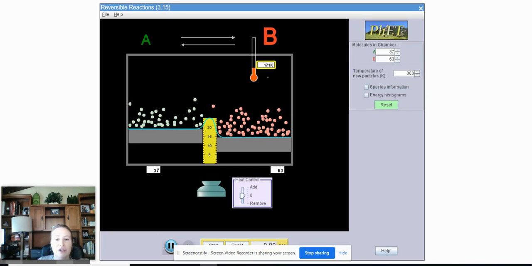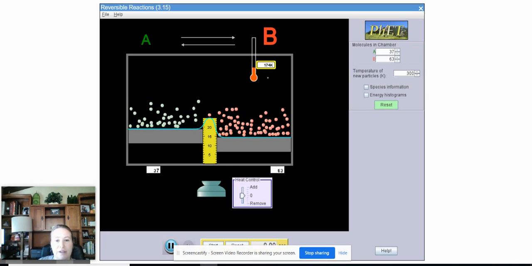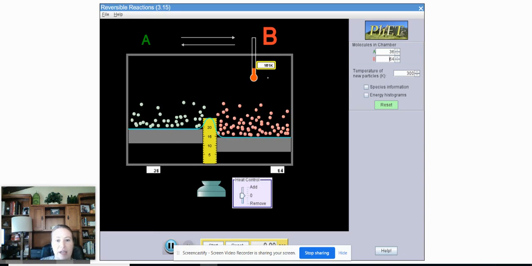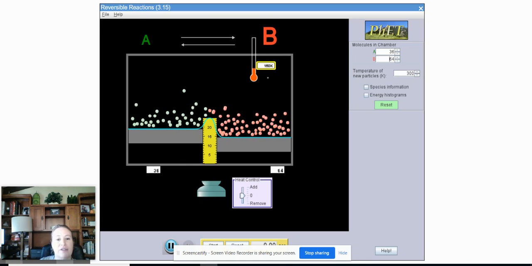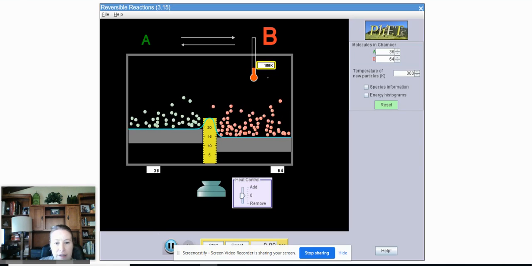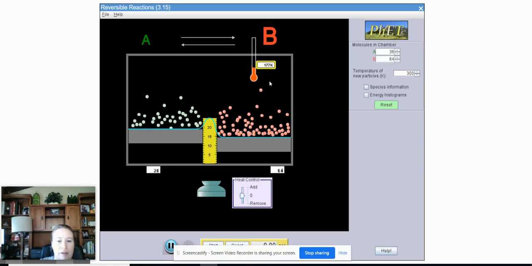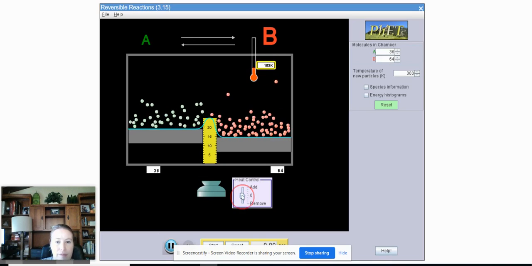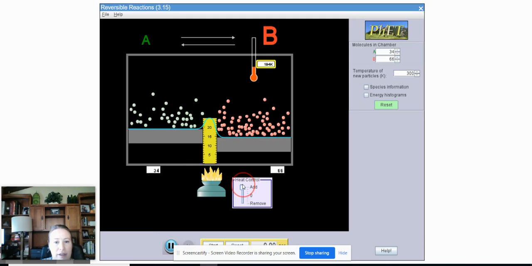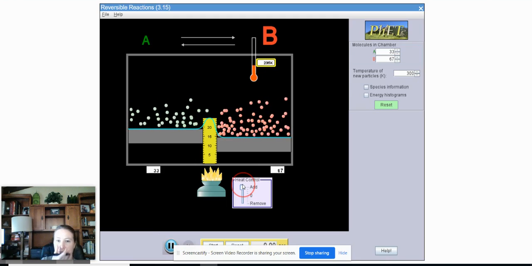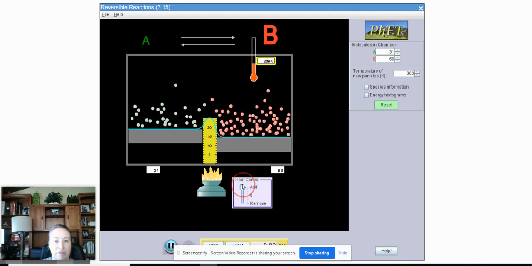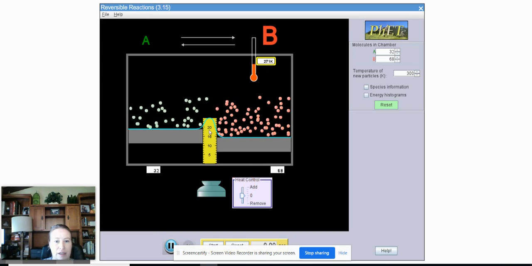So if I increase the heat, since this is an exothermic reaction, adding heat to this mix, heat's coming out, should shift it to the left. So I should end up with more A. Let's see if that works. Let's heat that up. It's about 170. Let's change it to like 300 Kelvin. And see.